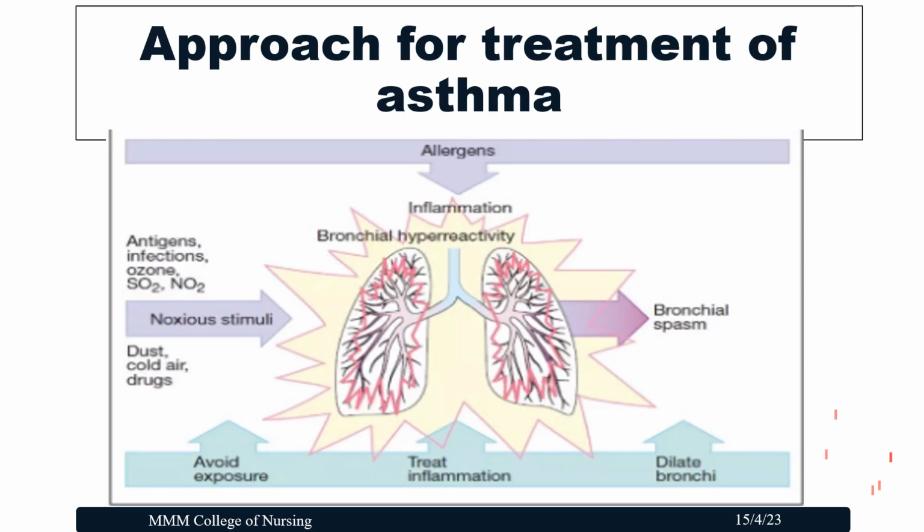So what is the approach for treatment of asthma? As we have seen, any allergens or antigens, infections, noxious gases or dust, cold or drugs can cause inflammation of the airway. Whenever there is inflammation in the airway, it can lead to bronchial hyperactivity, and bronchial hyperactivity can lead to bronchial spasm.